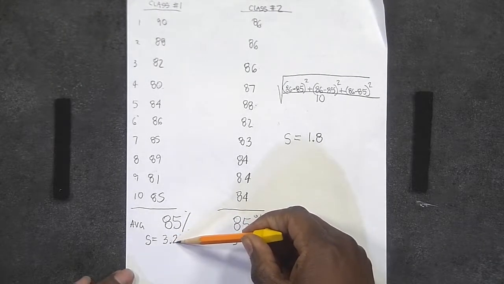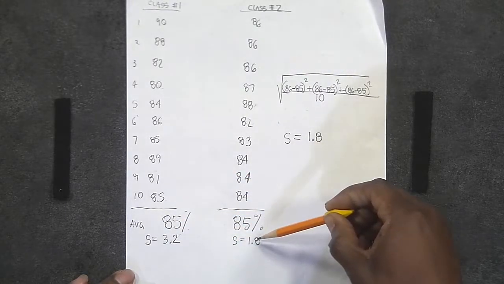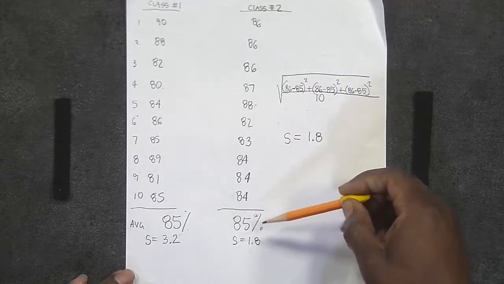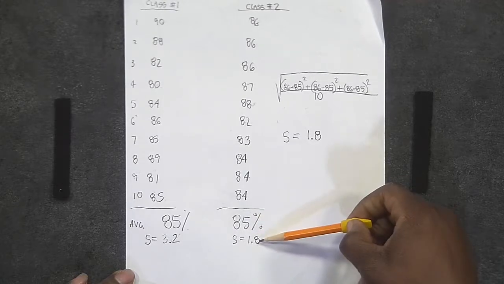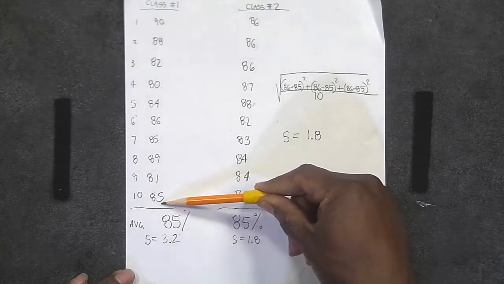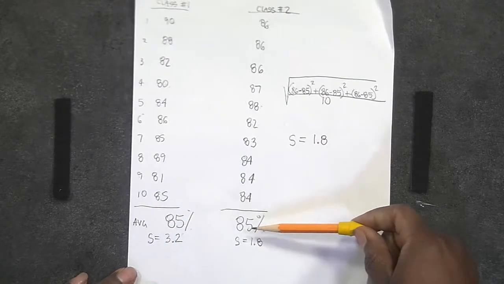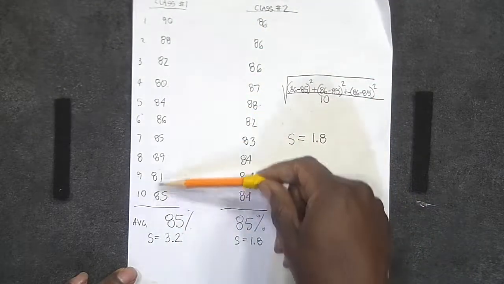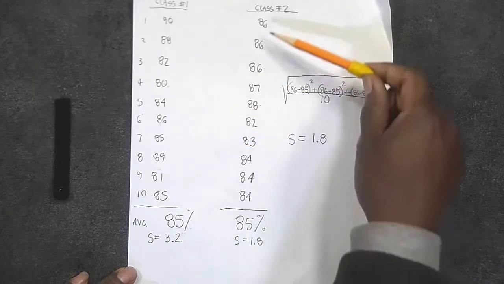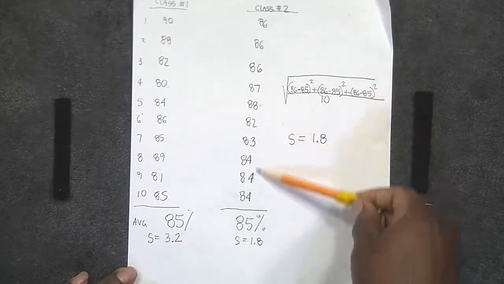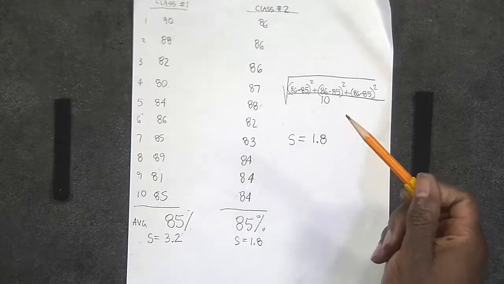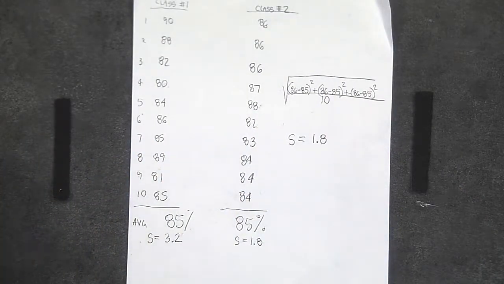So what does that mean? And the standard deviation here is 1.8. Well, because the standard deviation is greater here than over here, the data here is more spread out than this data over here.